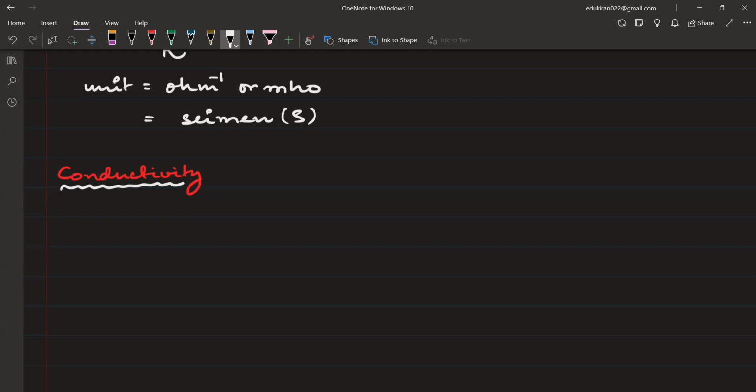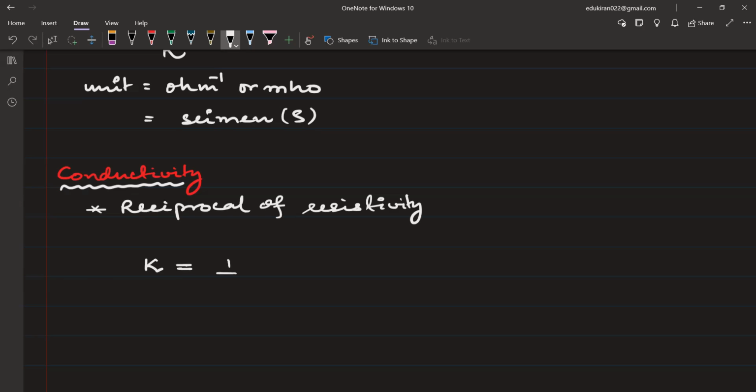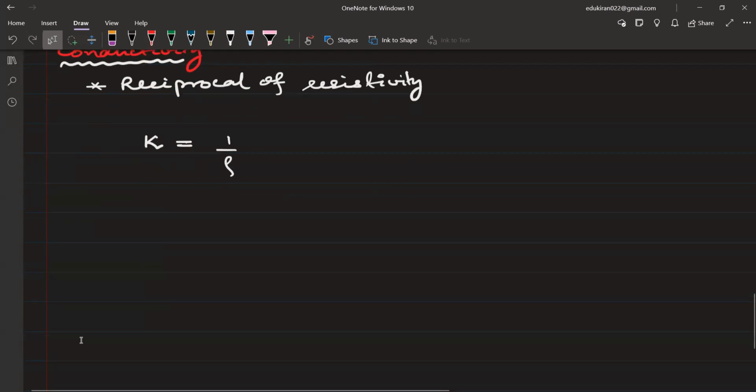Conductivity is the reciprocal of resistivity. And how do we write conductivity? We write it as kappa. This is equal to 1 upon rho, which is resistivity. Now write the next one, relationships.